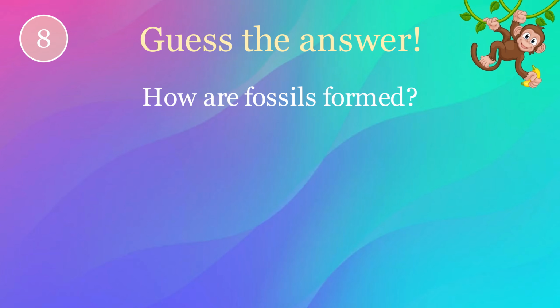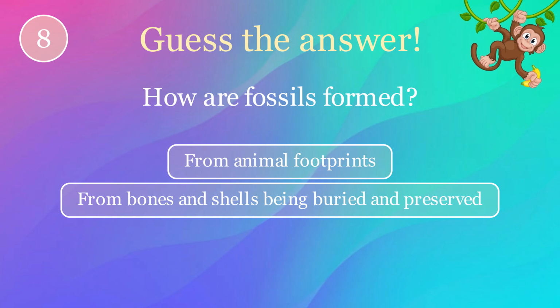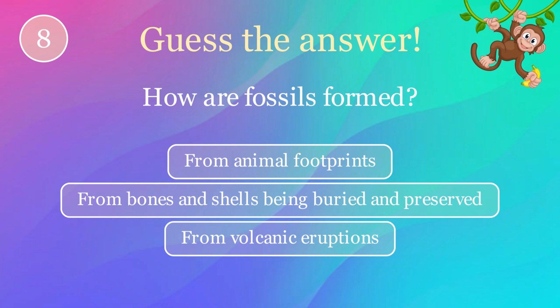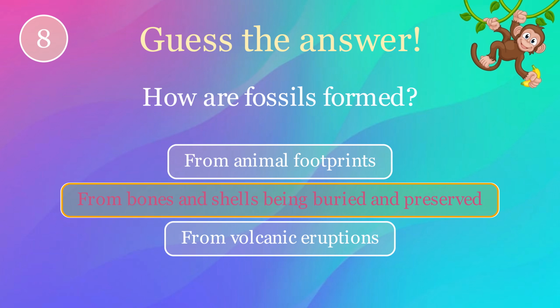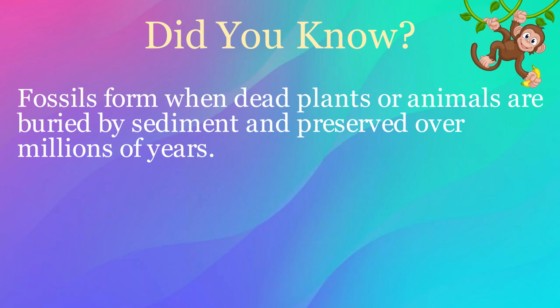How are fossils formed? From animal footprints. From bones and shells being buried and preserved. From volcanic eruptions. The correct answer is from bones and shells being buried and preserved. Here's an interesting fact: fossils form when dead plants or animals are buried by sediment and preserved over millions of years.